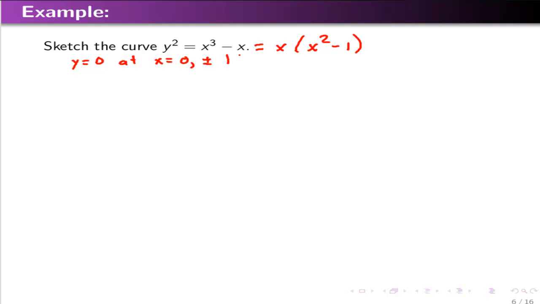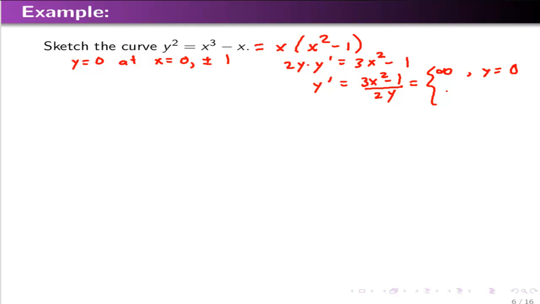And let's go ahead and calculate y prime. So 2y prime is 3x squared minus 1. So y prime is 3x squared minus 1 over 2y. And so it's infinite. You'll have vertical tangents when y is 0. And you'll have horizontal tangents when x is plus or minus 1 over root 3.